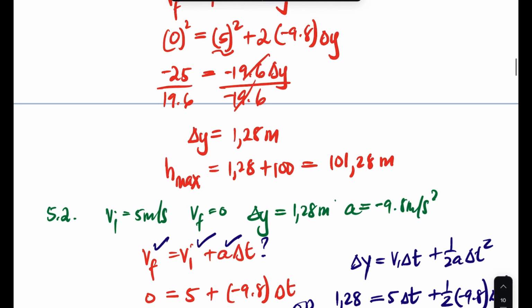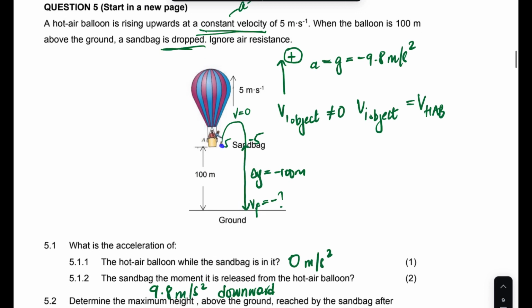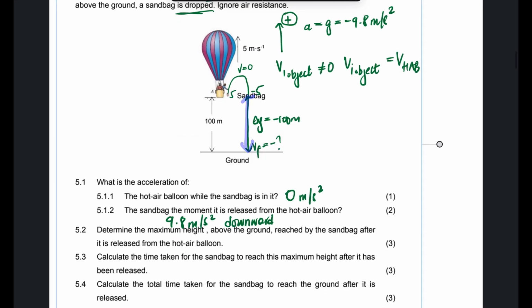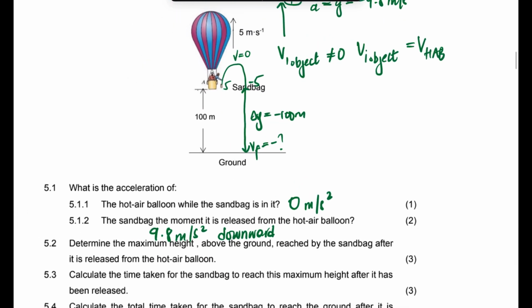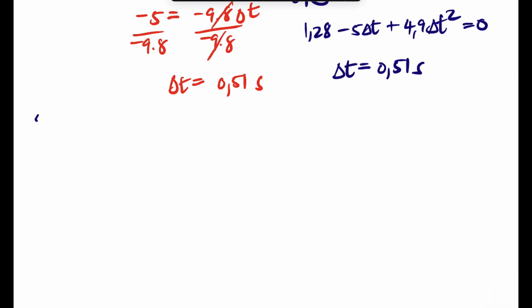Okay, let's look at the last question. The last question says, calculate the total time taken for the sandbag to reach the ground after it has been released. So we want the total time. We know the time from here to here, and it's the same time from here to here, right? But we want the time for the entire motion. Or we can calculate the whole time from there to there. Okay, let's first use this one. Calculate the whole time from there to there. So what do we have? 5.4.